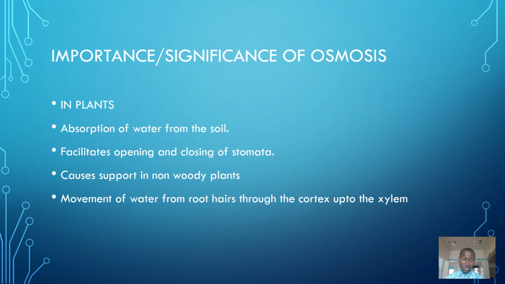Then, the importance or significance of osmosis in plants is very important as it results in absorption of water from the soil. Then it facilitates the opening and closing of the stomata as the guard cells either absorb water to expand or lose water to shrink. Then it facilitates support in a non-woody plant as a result of absorbing water and becoming rigid. Then movement of water from the root hair through the cortex up to the xylem is also by osmosis.